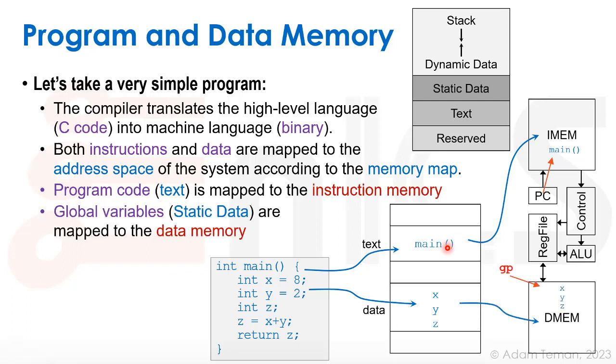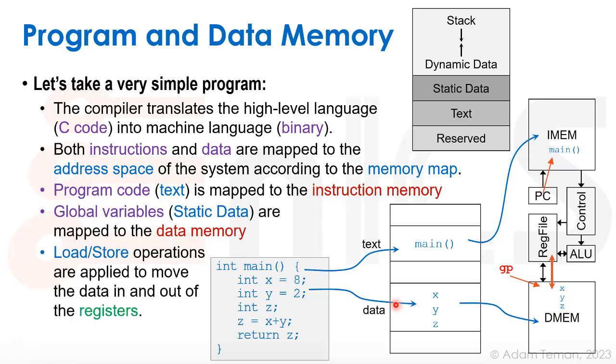Okay, the global variables and static variables and others are going to be mapped to the data memory. Actually, this is not accurate here because main is going to have local variables, but I just wrote it such that x, y, and z, if they are globals, are going to be already stored inside the static data area, and the global pointer is going to show us where this static area starts. We are going to use load and store operations that move the data in and out of the registers inside the register file in order to do operations on them.